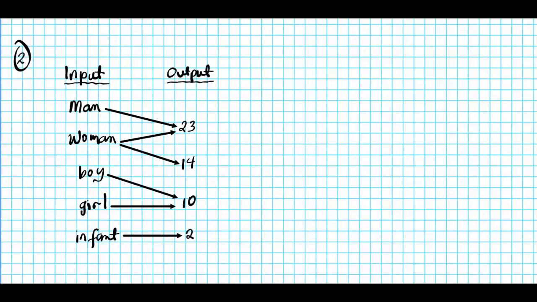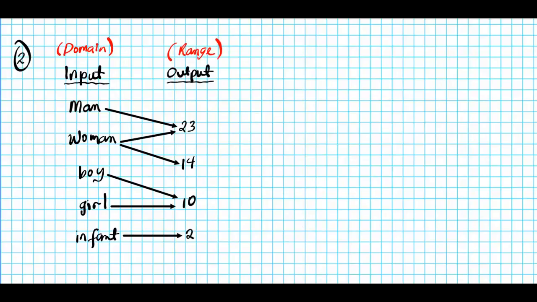All right, let's take a look at number 2. We have the inputs here, man, woman, boy, girl, and infants being mapped to numbers. The same question applies: does this relation represent a function or not? So what are we focusing on? We're focusing on the domain, or inputs, and making sure that they are assigned to exactly one output. Another word for inputs, which I didn't indicate earlier, is domain, and the output is the range.